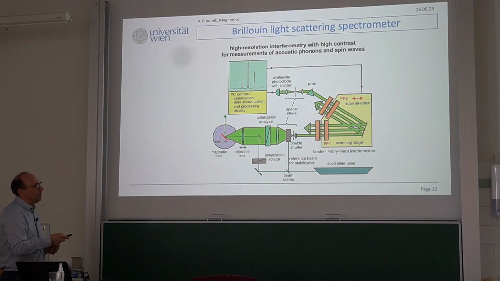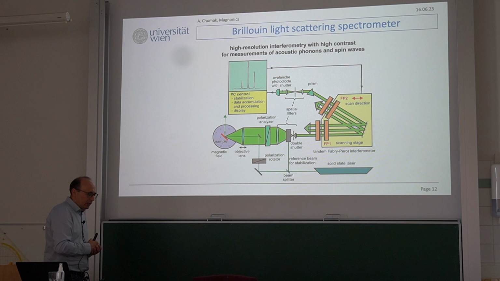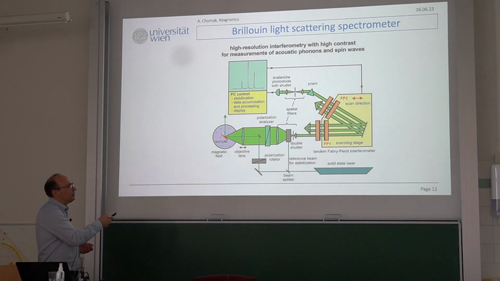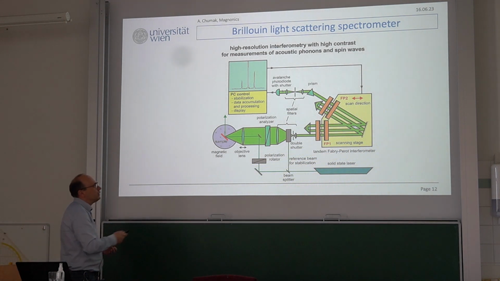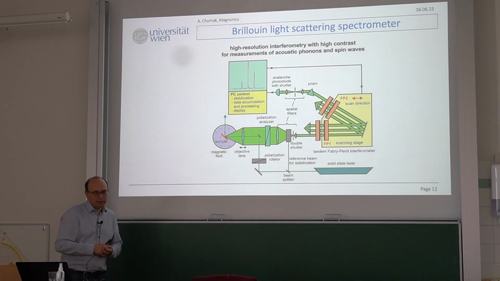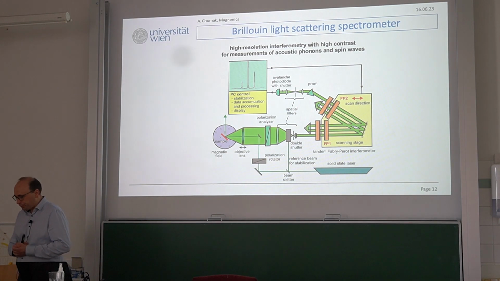So we have a beam, then we reflect it, then it is scattered, and here photons interact with magnons, and they fly back. You see that this is one of the simplest device concepts. Here a big lens is installed.